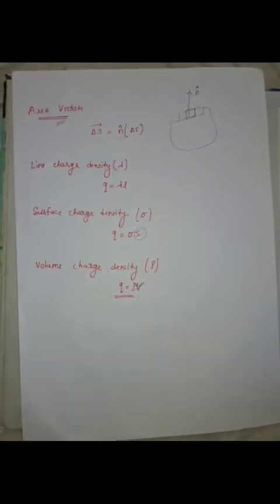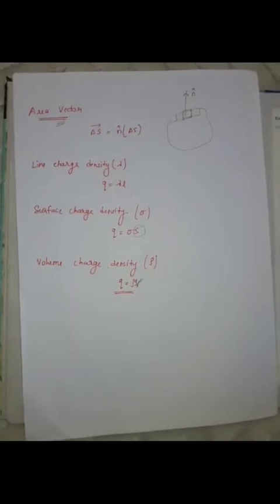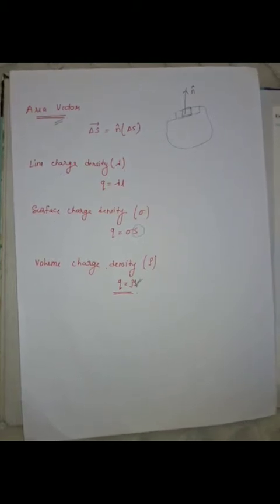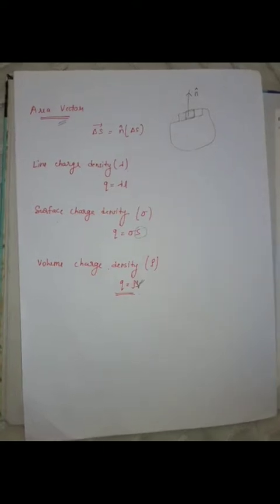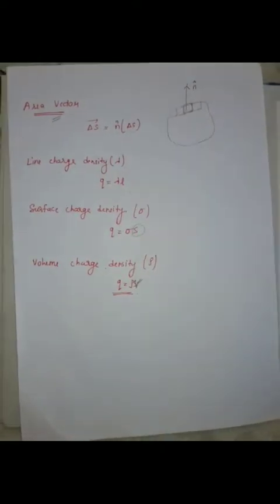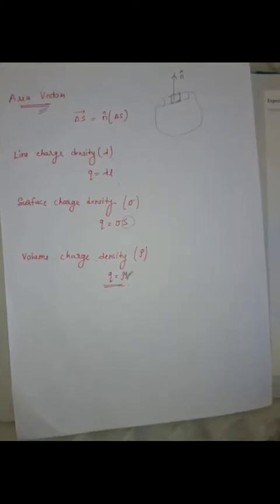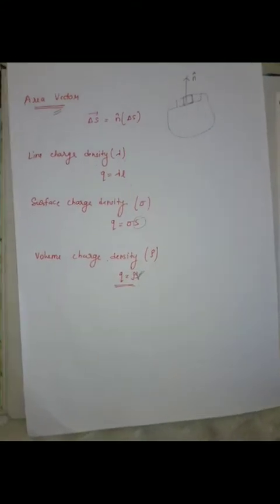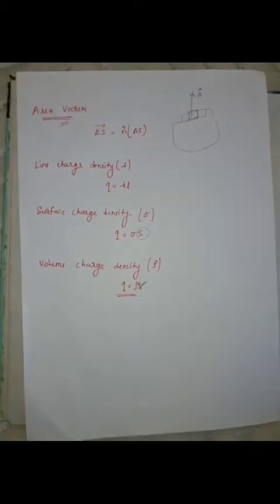Now what we will do, we will take a closed surface, and closed surface means it can be a regular surface also and it can be an irregular surface also. For an irregular surface or any surface, you will divide that surface into very small elements. When you divide it into small elements, that small element will behave as a plane surface. And that plane surface will have its orientation at the center.